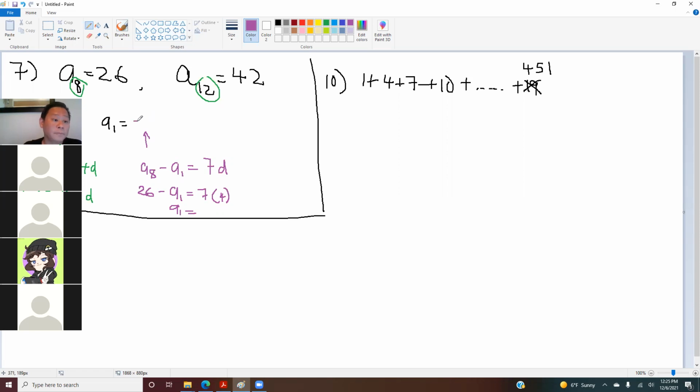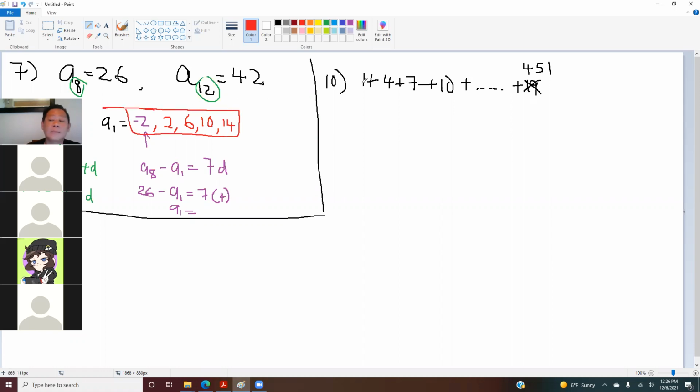-2. Since the question wants you to find the first 5 terms, we know A1 is -2. So to get the next term, you just need to add your D. What's -2 plus 4? You get 2. And then you keep on adding 4 because your D is 4. So 2 plus 4 is 6. 6 plus 4 is 10. 10 plus 4 is 14. So this is your first 5 terms that they want you to find.